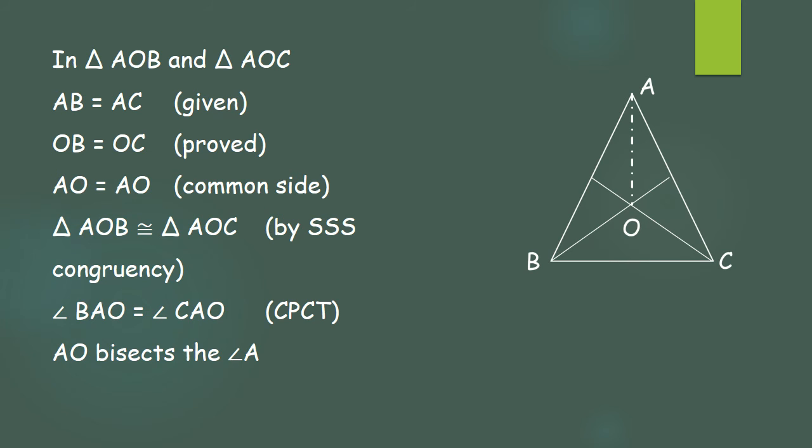And as these angles are equal, it means that AO bisects angle A, and hence we have proved both the results. Now I hope it is clear. Now we will start with the second question.